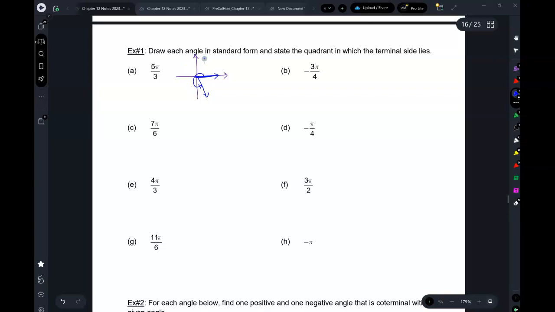You wouldn't draw a circle? Oh, and that's where you don't have to draw a circle, because pi over 3 is right there, and that's how you do it. Right. Okay, now, in what quadrant does this lie?